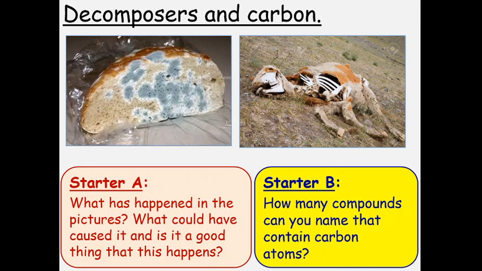And then starter B. There are lots of different things we know about which contain carbon. Carbon dioxide, carbon monoxide, glucose and sucrose, hydrocarbons such as petrol and diesel, methane, starch, cellulose, and ethanol. You may have also named others, and if you aren't certain of them, Google them to check.